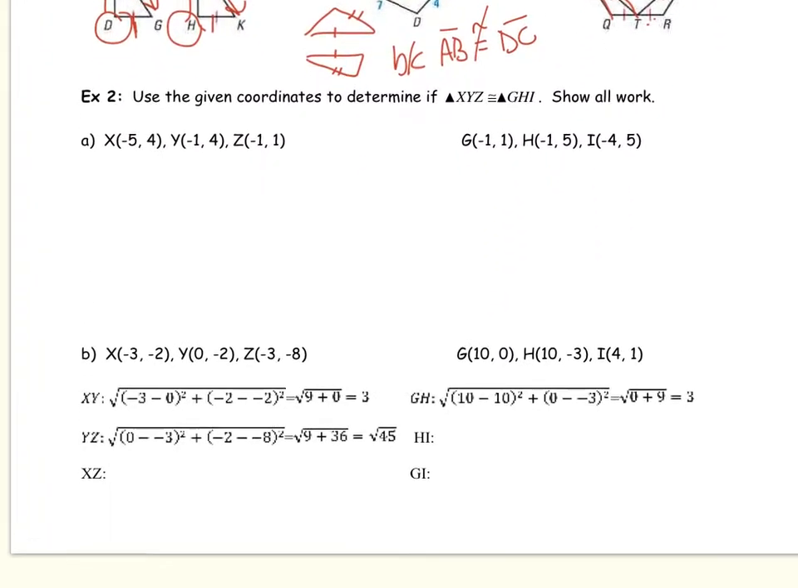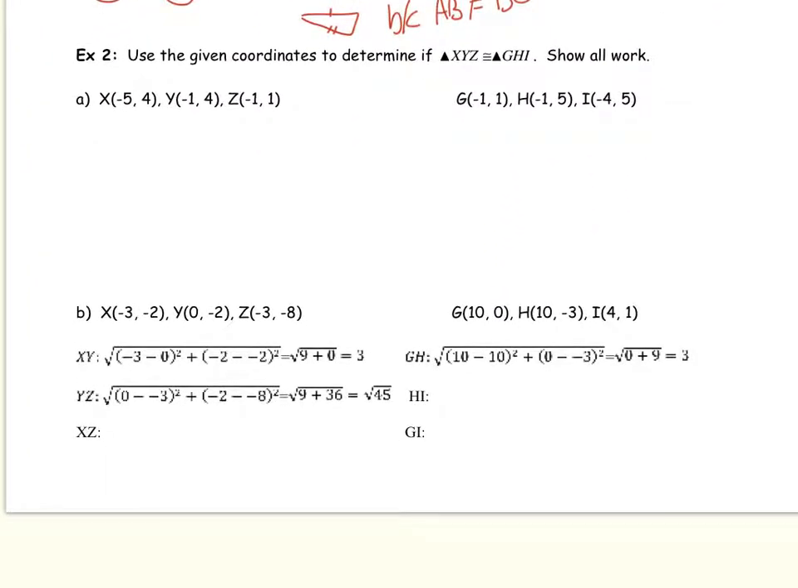Now moving on to example 2. Use the given coordinates to determine if triangle X, Y, Z is congruent to triangle GHI. So when I'm doing this, I need to make sure that the sides XY are congruent to GH. So I'm going to put XY here and GH here because they need to be the same. So I use the distance formula for that to find the length.